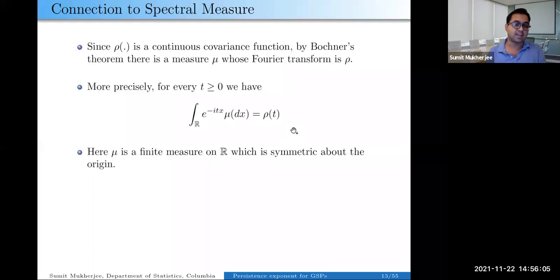Here mu is a finite measure. If you start with a process which has variance 1, mu will be a probability measure. But if you start with some other variance, mu will be a general measure. It will be finite, and it will be symmetric about the origin.